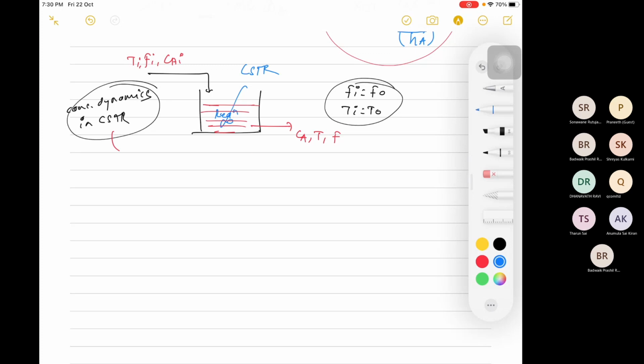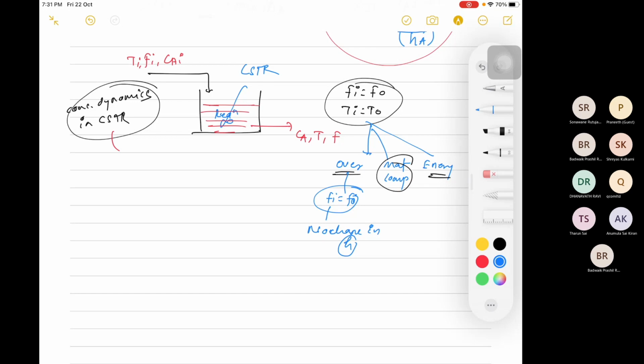Now which balance should I apply? Overall, material, or component, and energy. Why component? Why not this? Because inlet flow rate is equal to outlet flow rate, right? So there is no change in height. If you are not getting dynamics in height, why is there a need to study that? So no dynamics in H. So now overall balance is not there. Will there be an energy balance? You have temperature in equal to temperature out. Therefore, there is no need of energy balance.